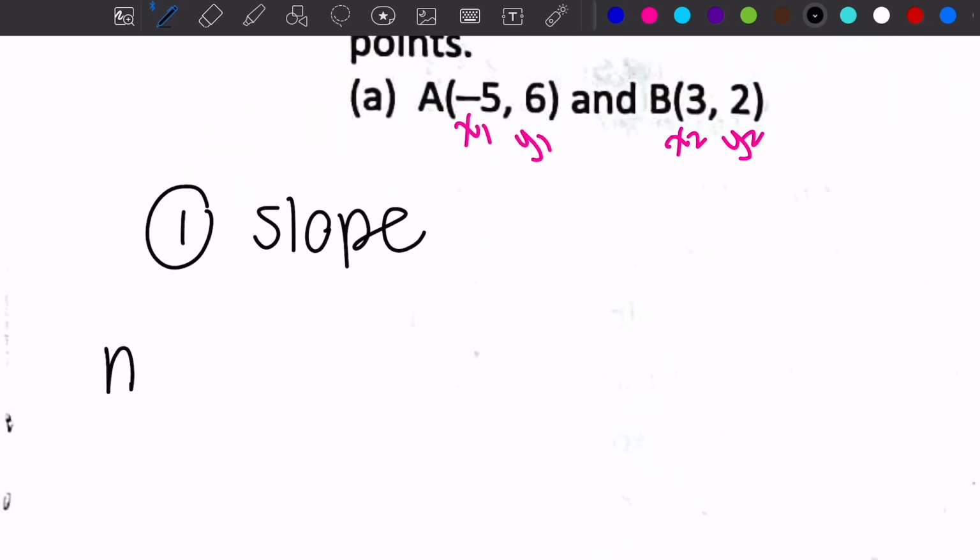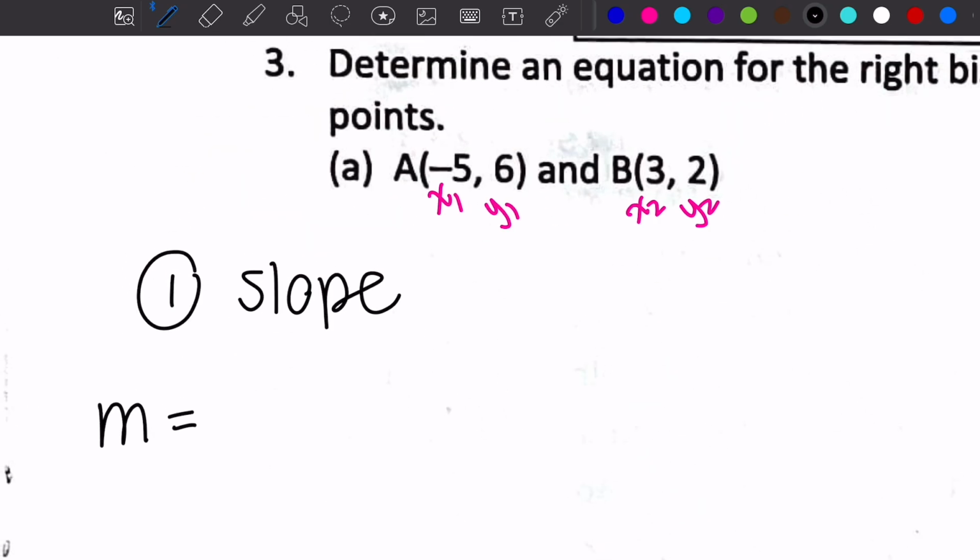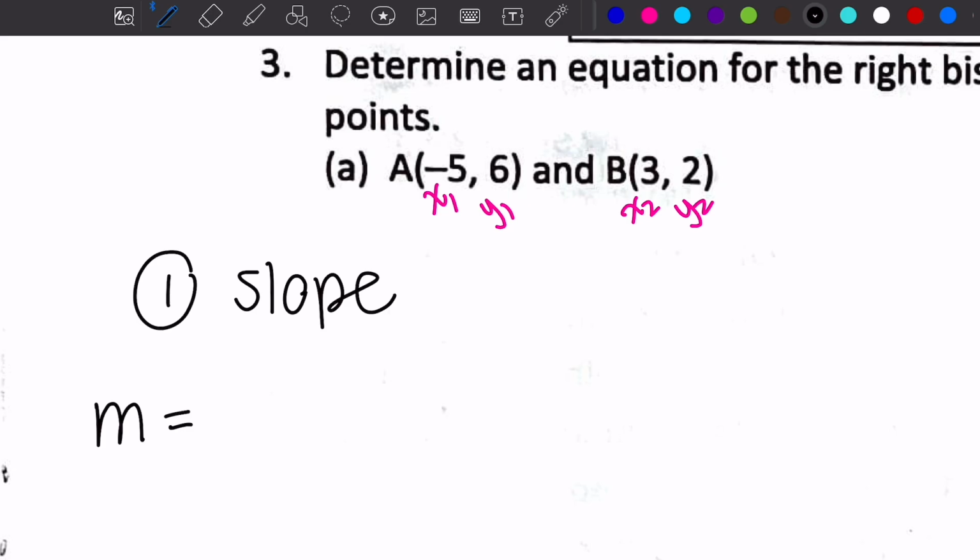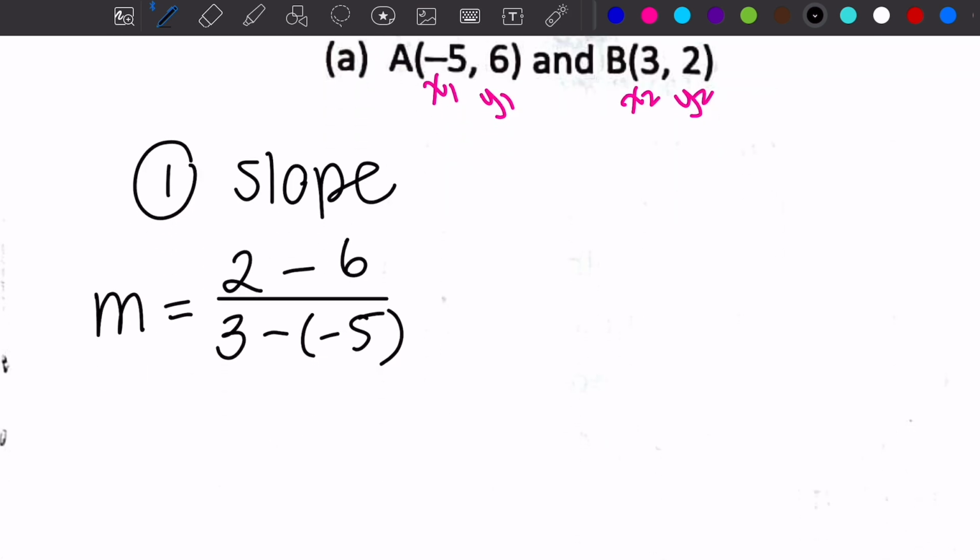Right, and I'm going to use slope. I'm going to skip my steps here because we know it's y2 minus y1, so that's going to be 2 minus 6, all over x2 minus x1. That's going to give me 3 minus negative 5. And if I go to simplify that, 2 minus 6 is negative 4, and then 3 minus negative 5 is 8.